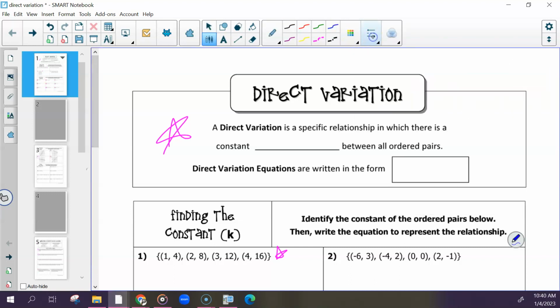So the first type of variation is direct. Direct variation is a specific relationship in which there is a constant ratio between all ordered pairs. There's a specific equation we're going to use for direct variation, and it's written in the form y equals kx, kind of like our slope-intercept form equation, but not because we're using k instead of m, but they kind of work the same.